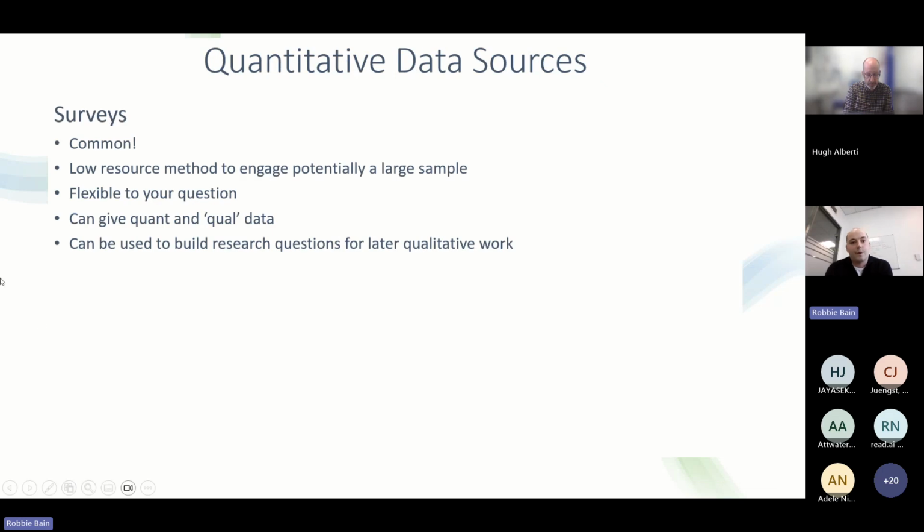I'll talk a little bit about where this data comes from. So this can be survey-based, and I think that's probably the most common source in educational research that's out there. Relatively low resource, though making a good survey is not simple. And they can be relatively flexible, and you can draw several inferences sometimes from the same question.